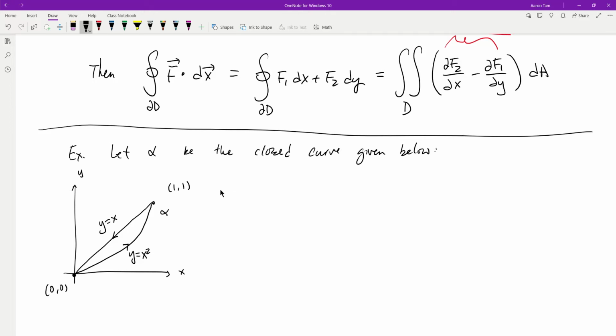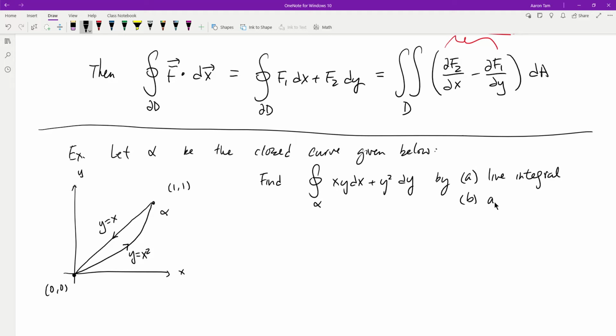And what I'm going to ask you to do is find this closed curve integral over alpha of xy dx plus y squared dy. I'm going to ask you to do it two ways: A, just using line integrals, and B, applying Green's theorem.